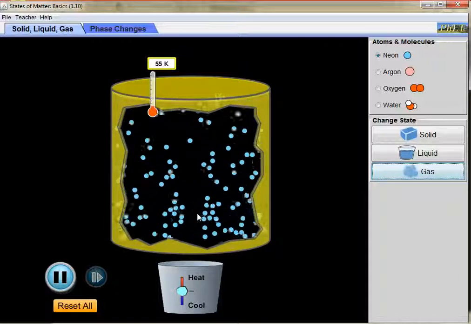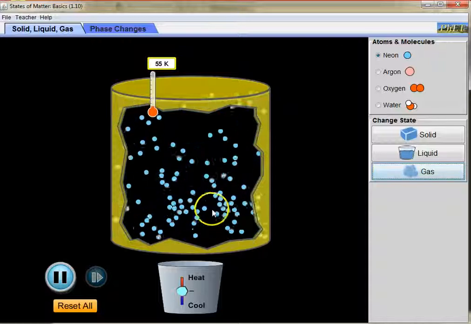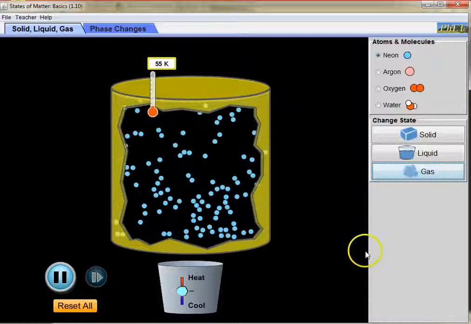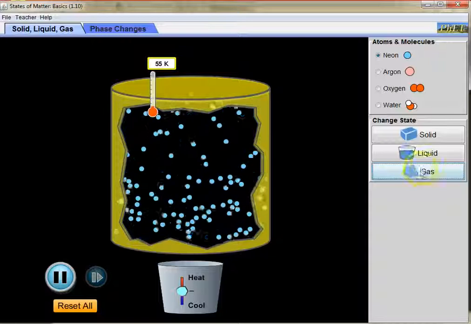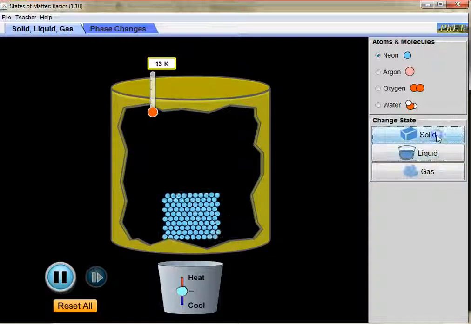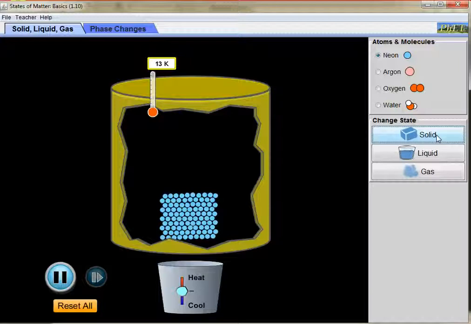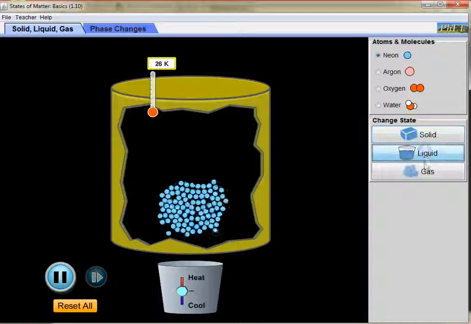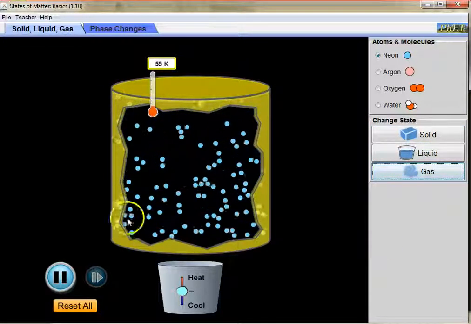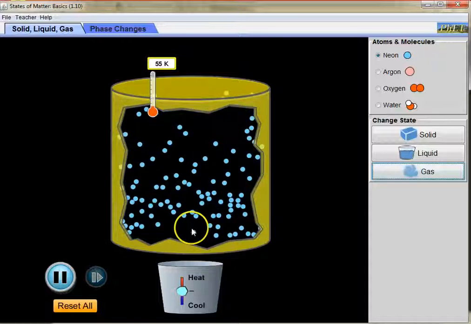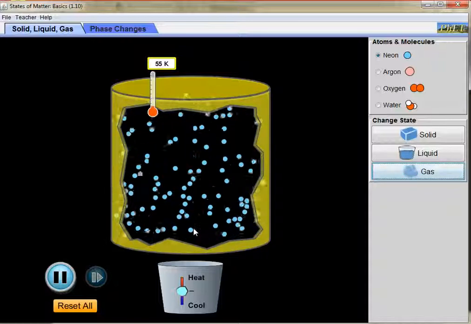Okay, now obviously when you talk about volume, gas has the largest volume, and solid and liquid have the least volume. In general, solid has the least volume, then the liquid, then the gas. Gas has a very large volume as compared to solid and liquid.